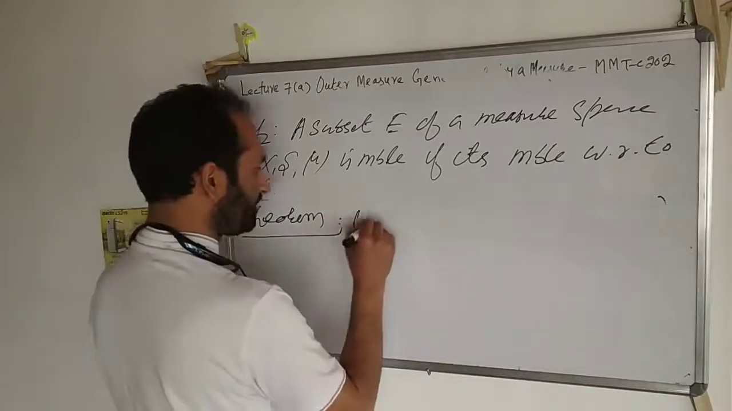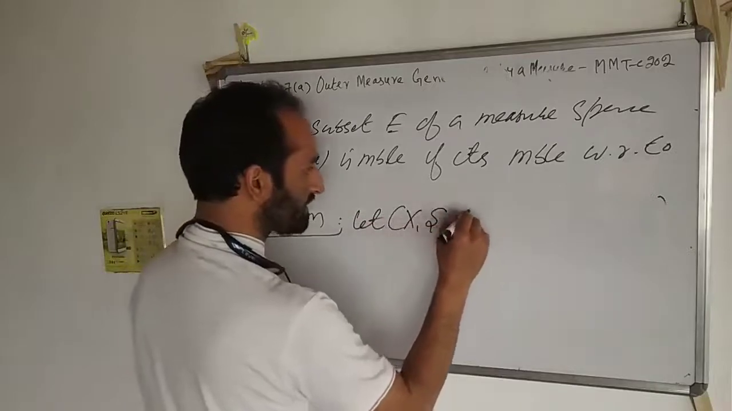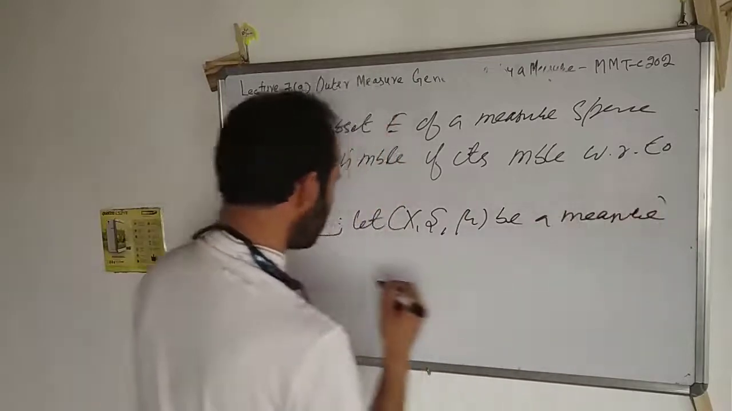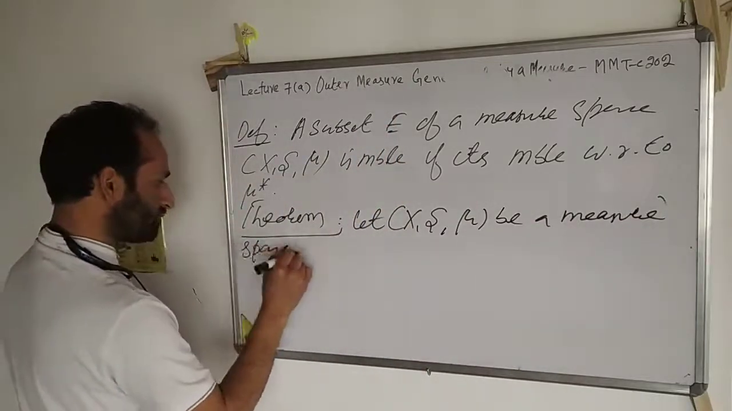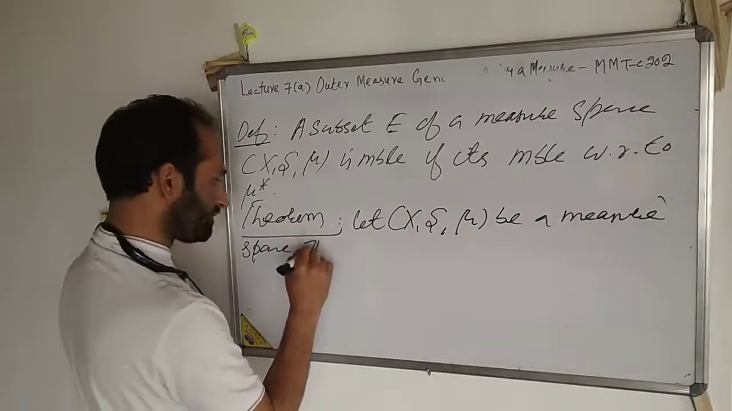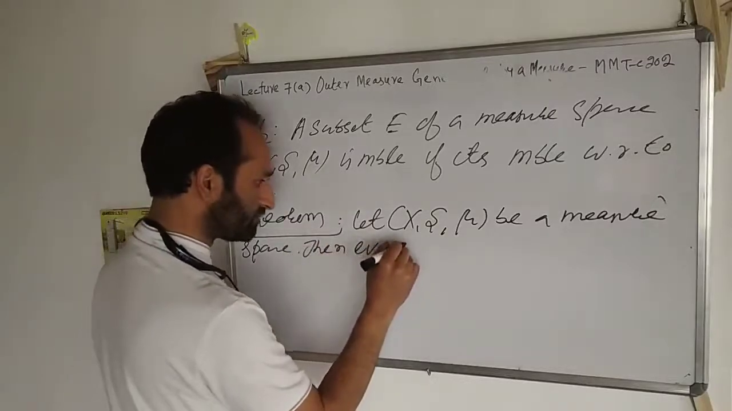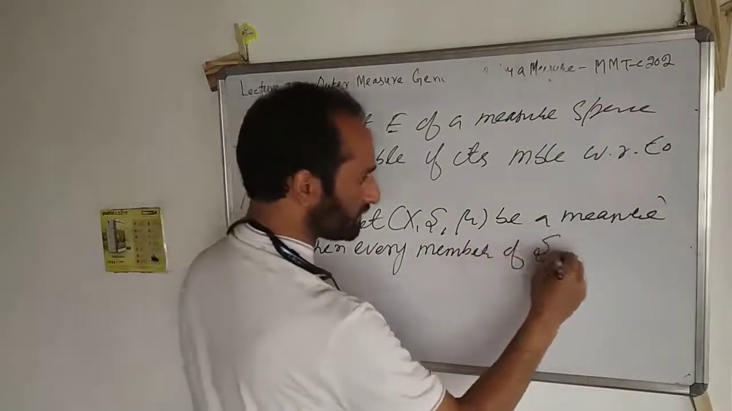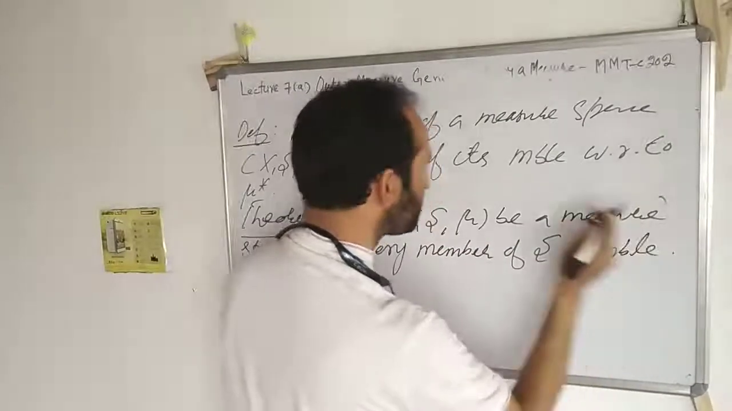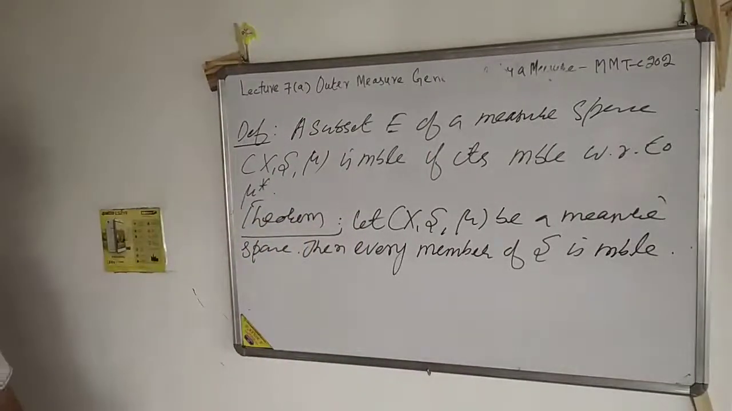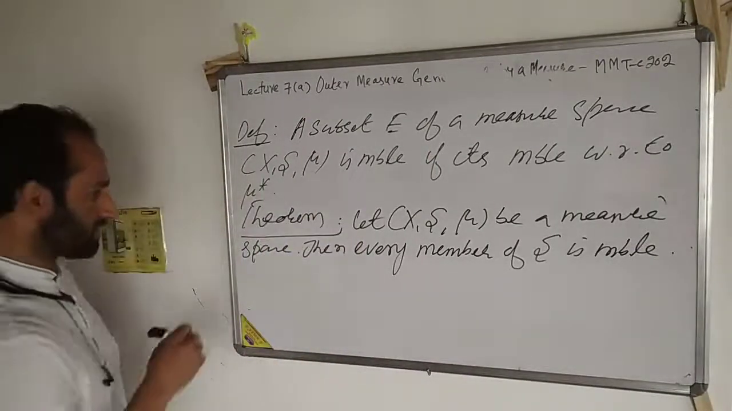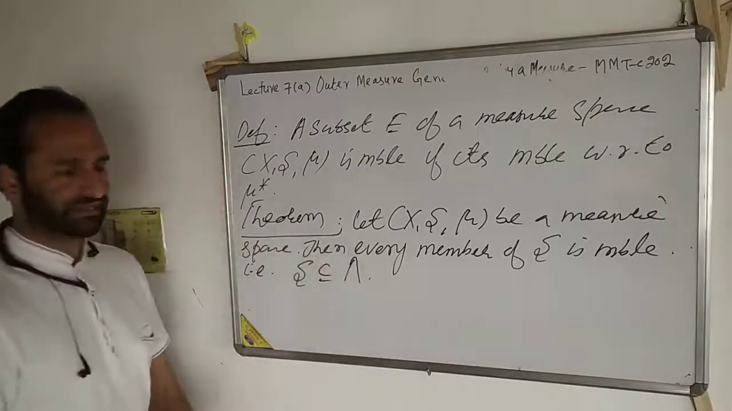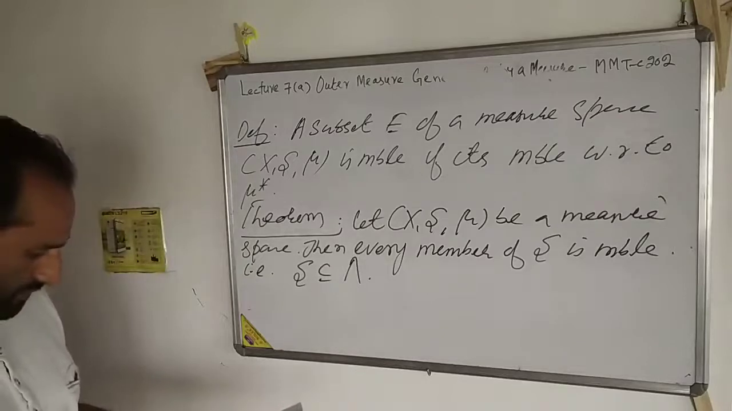Let (X, S, μ) be a measure space. Then every member of S is measurable. Measurable means it's measurable with respect to the measure μ*, where μ* is the outer measure generated by μ. So that means we need to show that S is a subset of Λ, where Λ is the class of measurable sets. Proof.